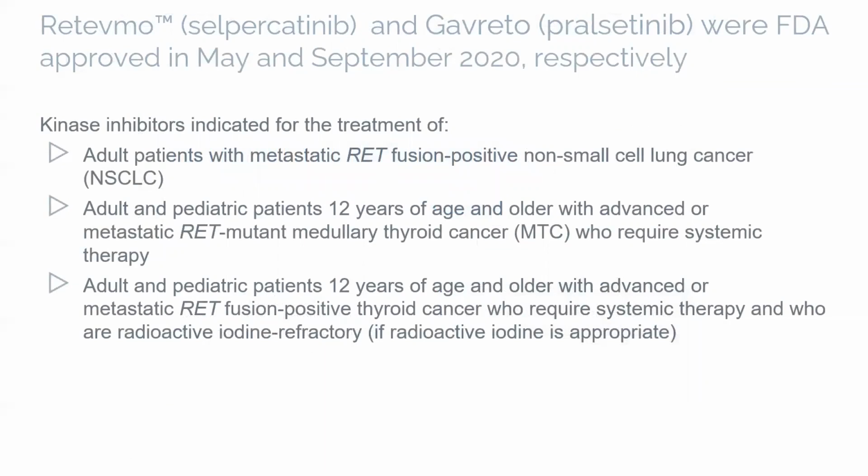Selpercatinib, as we said, also known as LOXO-292, and Retevmo received FDA approval for patients with metastatic RET fusion positive lung cancer, RET mutant medullary thyroid cancers requiring systemic therapy, and RET fusion positive radioactive iodine refractory thyroid cancers requiring systemic therapy. Pralsetinib, also known as Gavreto, was approved just 3 months later. The indications for those are very similar to selpercatinib.